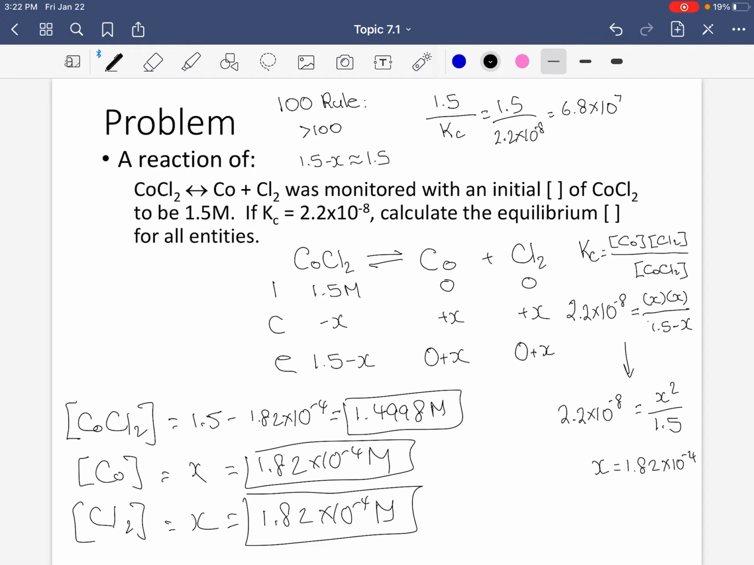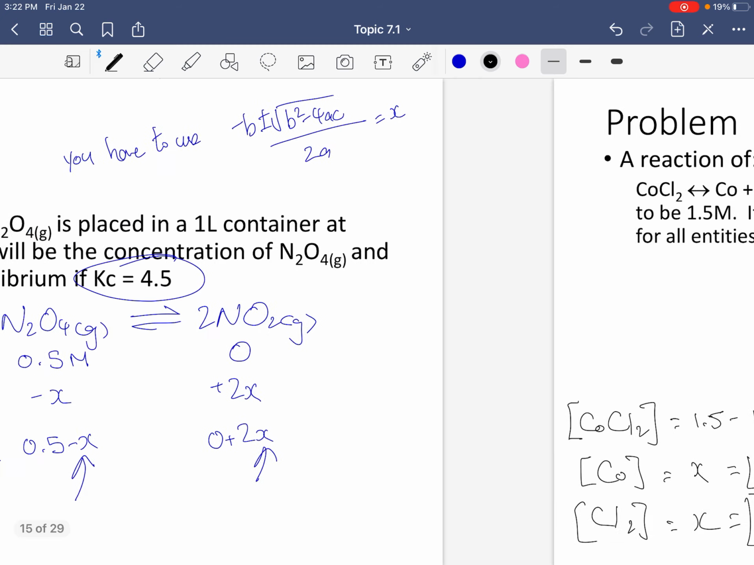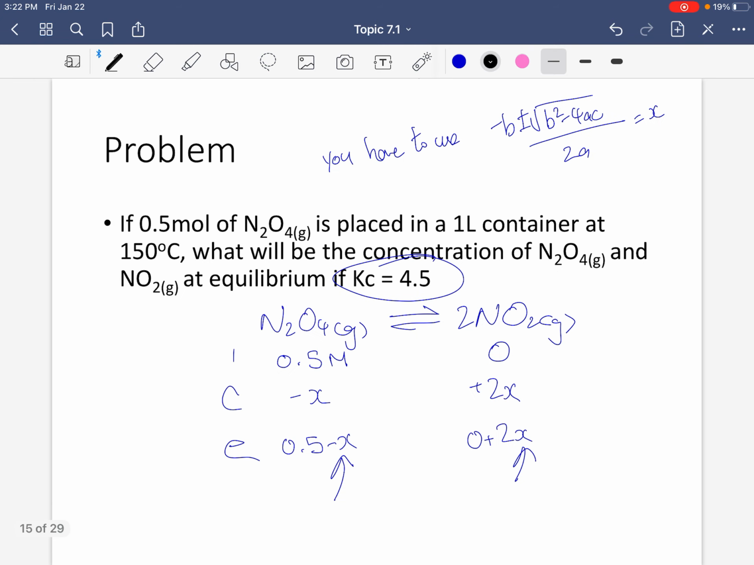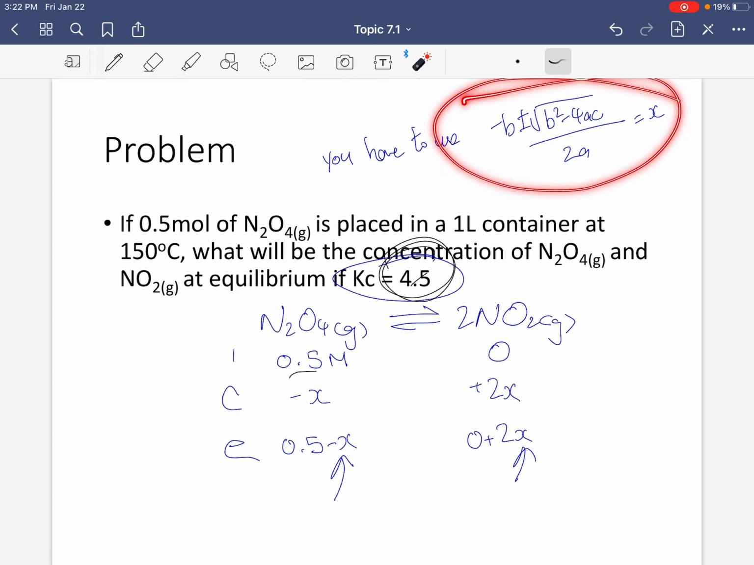Now, you may be thinking, how come you didn't tell me a 100 rule here? Well, why don't you do the 100 rule and see if it works? There's your Kc. Take this and divide it by this and see if you get over 100. If it does, you get to scrap this. If not, too damn bad. You have to use this. I can tell you right now, it is the latter. Ha!